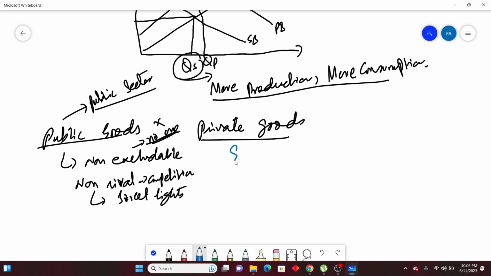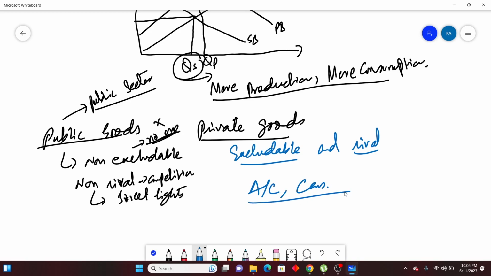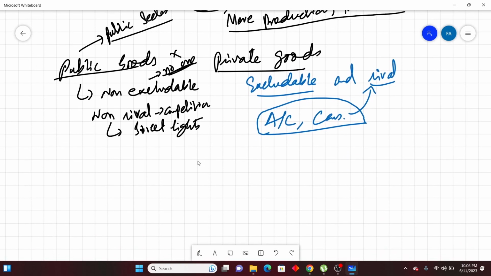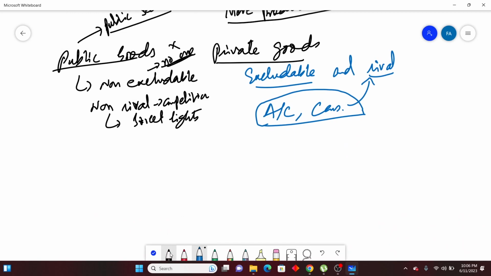Private goods are excludable and rival, which means that people can be excluded from their use, and there is competition. Every other good, let's suppose AC, air conditioners, cars, are excludable. If you pay for them, you can use them. If you can't pay for them, you can't use them. Rivalry: there is more than one company making these products in the market. So private goods are these types of goods. And one of the major reasons is that public goods are consumed less, they are offered less in the market, and private goods are used more.